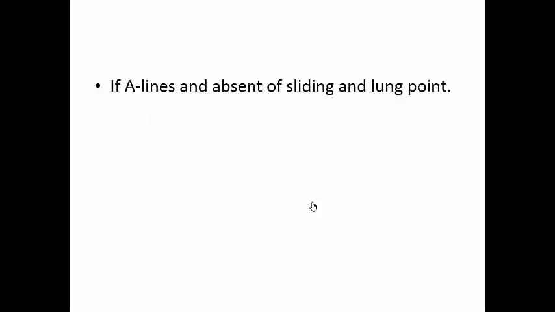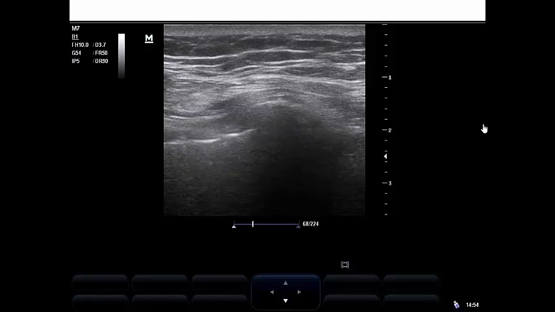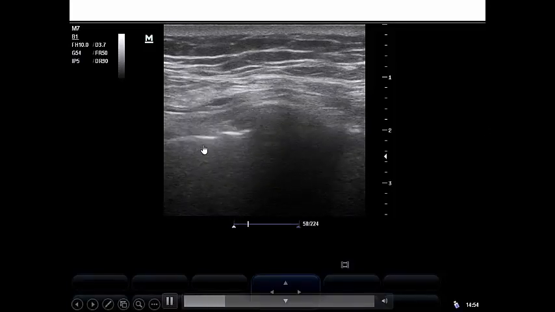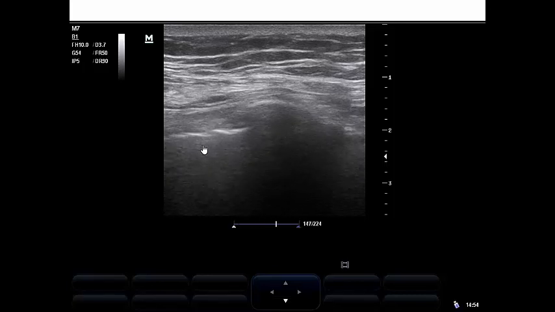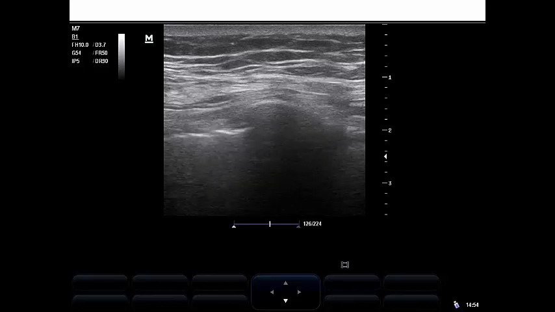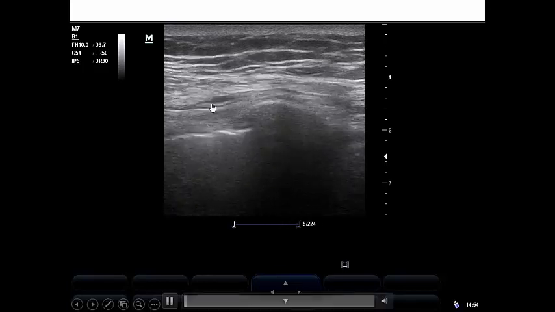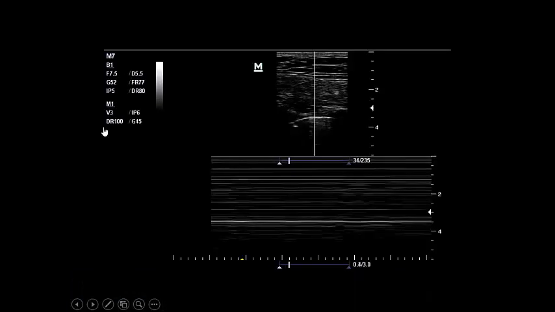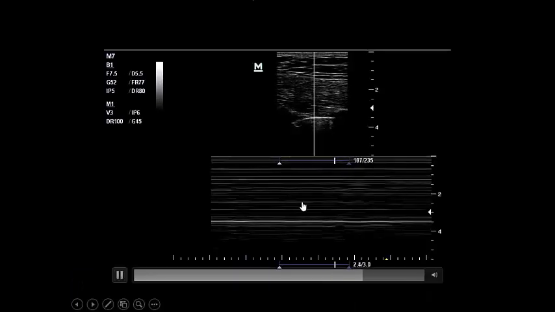If you find A-line with absence of lung sliding and the lung point, here, as you see here, no sliding. It's only humping movement, up and down movement of the pleura because of respiratory distress and the movement of the chest wall. It's not sliding, it's humping movement, up and down movement of the pleura. You see here with M-mode, no more seashore appearance, barcode sign.